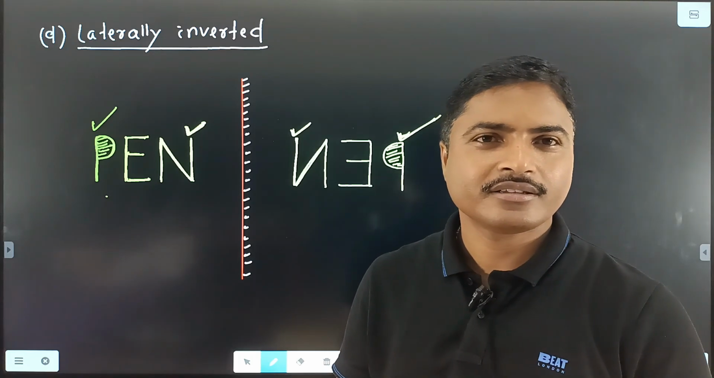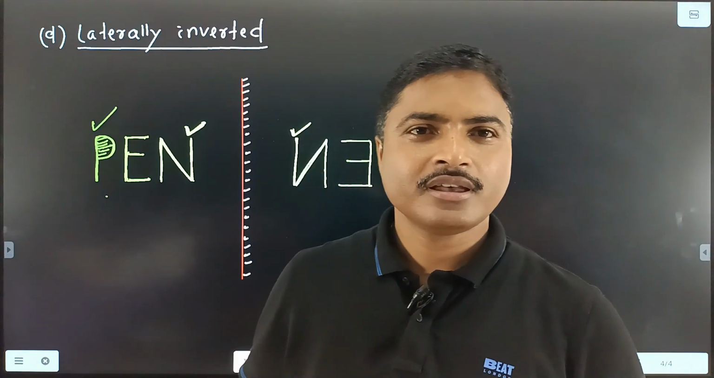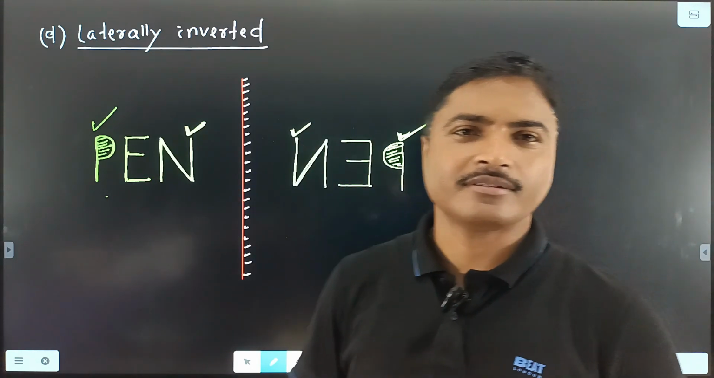That means the image formed by a plane mirror is virtual. Second one, that is erect. Third one, both are the same size, and fourth one, laterally inverted. And the last one, the last property.